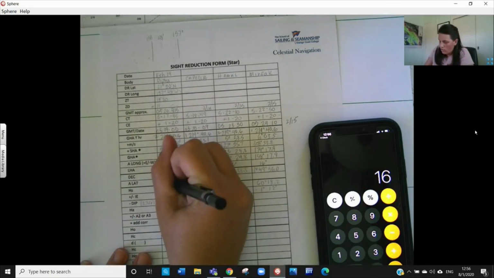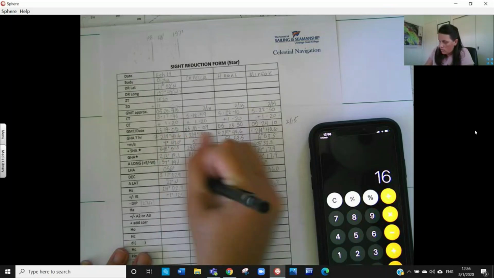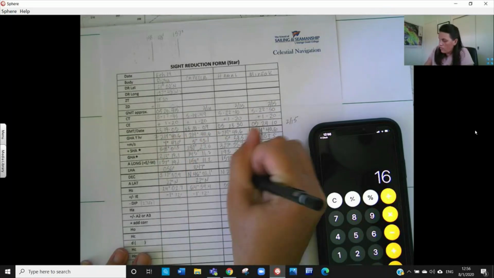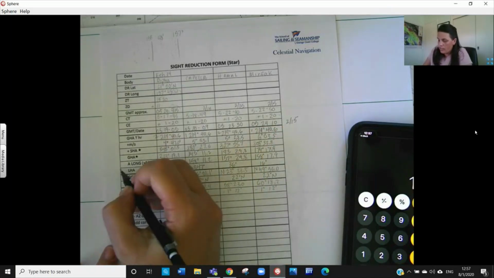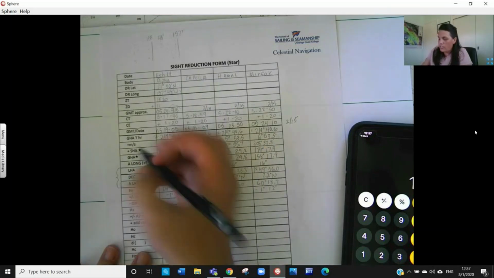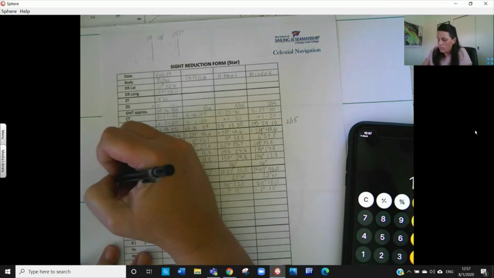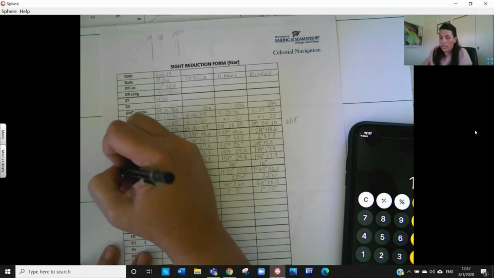So now I have a whole LHA. My latitude, I have our DR latitude of 21°50', so my closest latitude would be 22 degrees north. So I'll put that in. Now I have all three things that need to go to my Pub 229. So that's great.